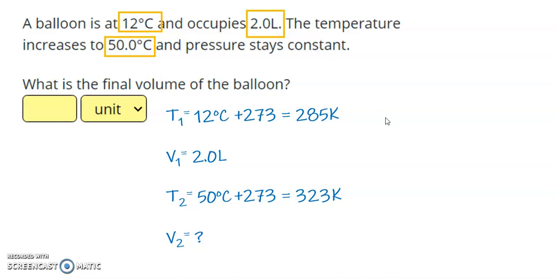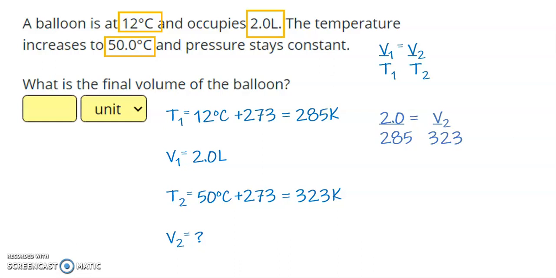Now I can pick an equation. Temperature and volume are both changing, so I'm going to use Charles' law. V1 over T1 equals V2 over T2. So you're going to take these values and plug them in. 285 goes in for T1. 2 will go up for V1. V2 stays V2 because we don't know it. And 323 for T2. So it looks like this.